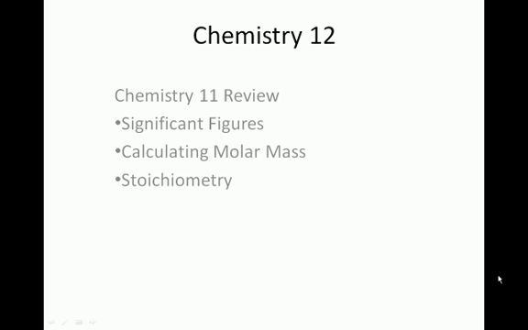The second thing we're going to be doing is calculating molar mass. So how many grams are in 1 mole of a substance. And the final thing we'll be looking at is stoichiometry. So if we have a balanced equation, we can figure out how many products are formed based on the amount of reactants that we have. Okay, let's get started.